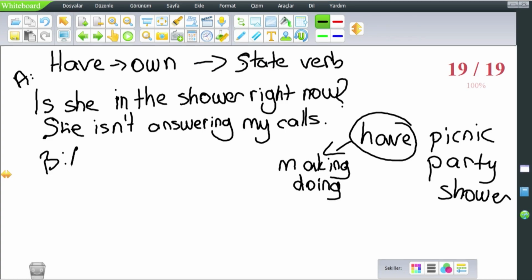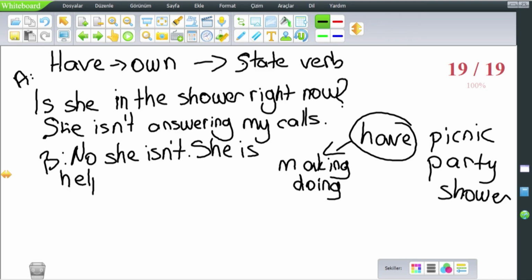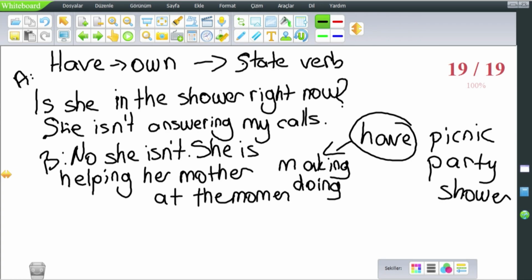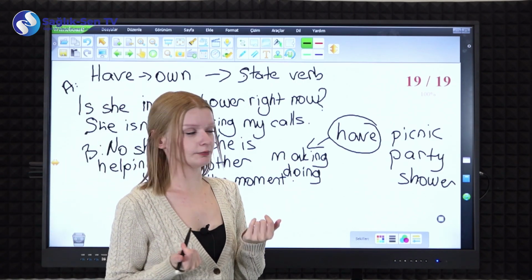I want to say, no, she isn't, which means no, she isn't at the shower, but it's a short answer. No, she isn't. She is helping her mother at the moment. Let's translate this example. Hayır, duşta değil. Şu an annesine yardımcı oluyor, yardım ediyor.